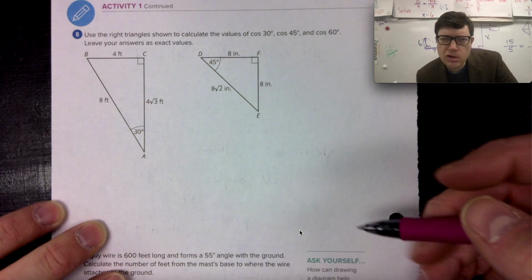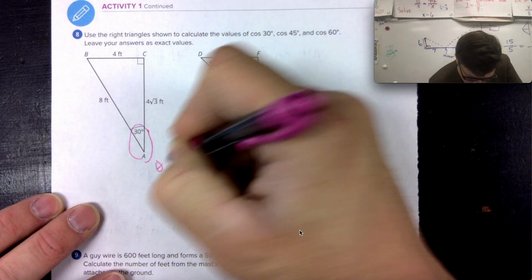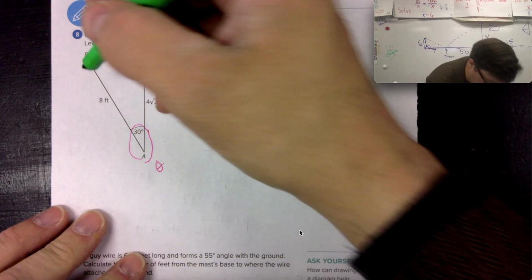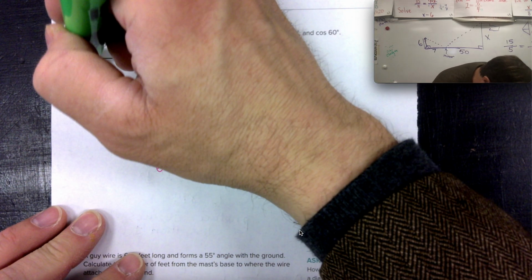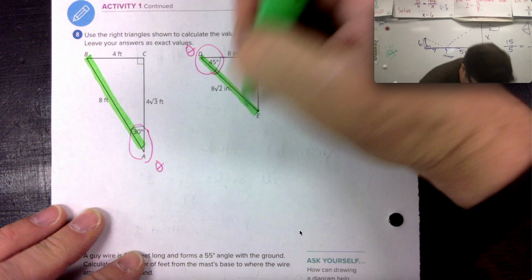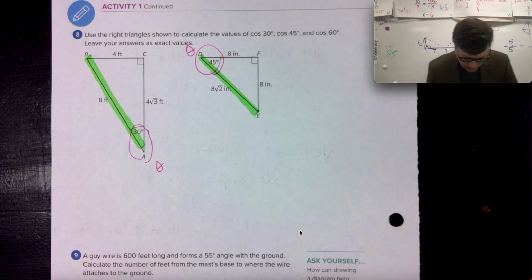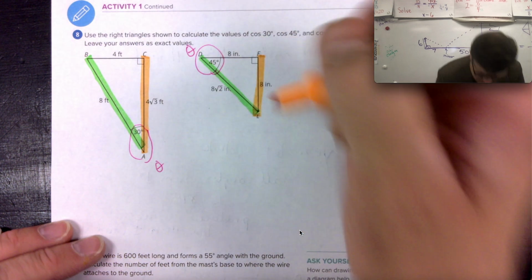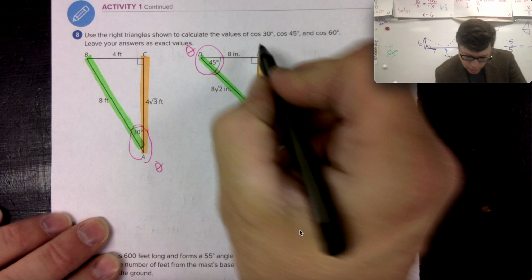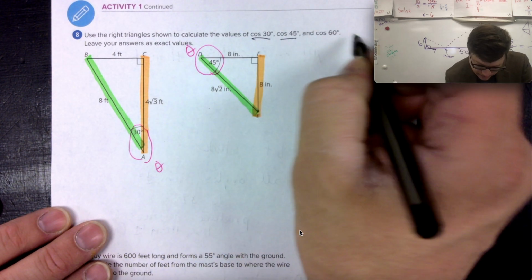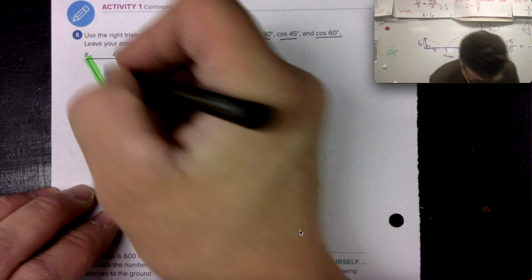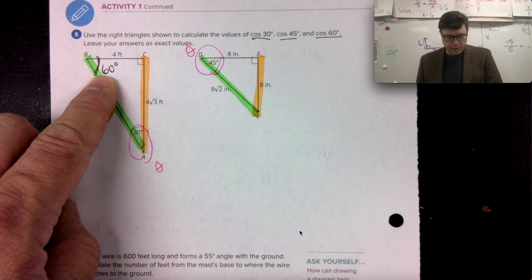Okay, so reference angle, highlight the hypotenuse, highlight the adjacent side. We want cosine of 30, cosine of 45, cosine of 60. Oh, up here, 60-degree angle. So 60 degrees, because that's 30.